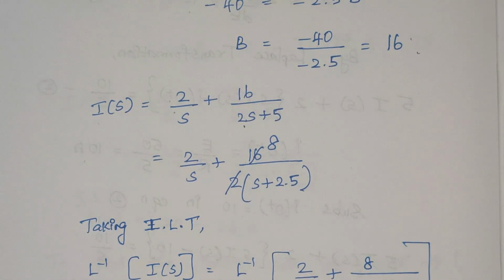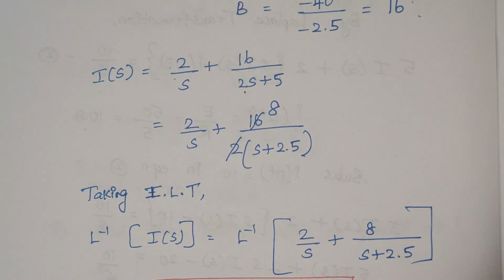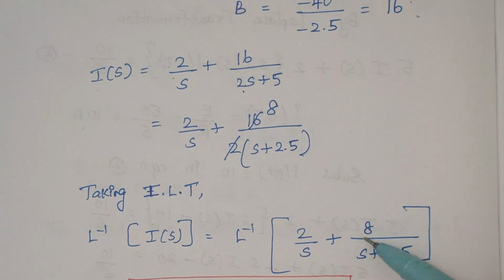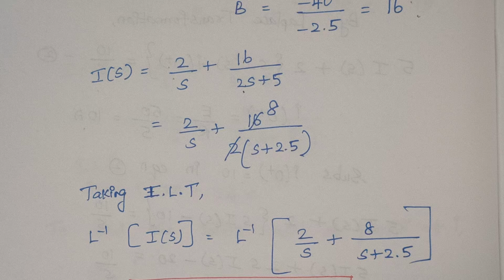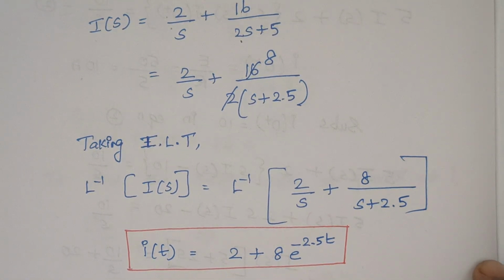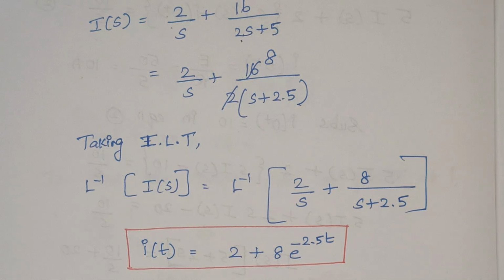Now we have to find I of t, right? So to find I of t, we have to take inverse Laplace transformation. So when you take inverse Laplace, 2 by s becomes 2, right? And this 8 remains as such, and s plus 2.5 becomes e minus 2.5 t, right? So finally this is our expression. Okay, this problem gets over here.